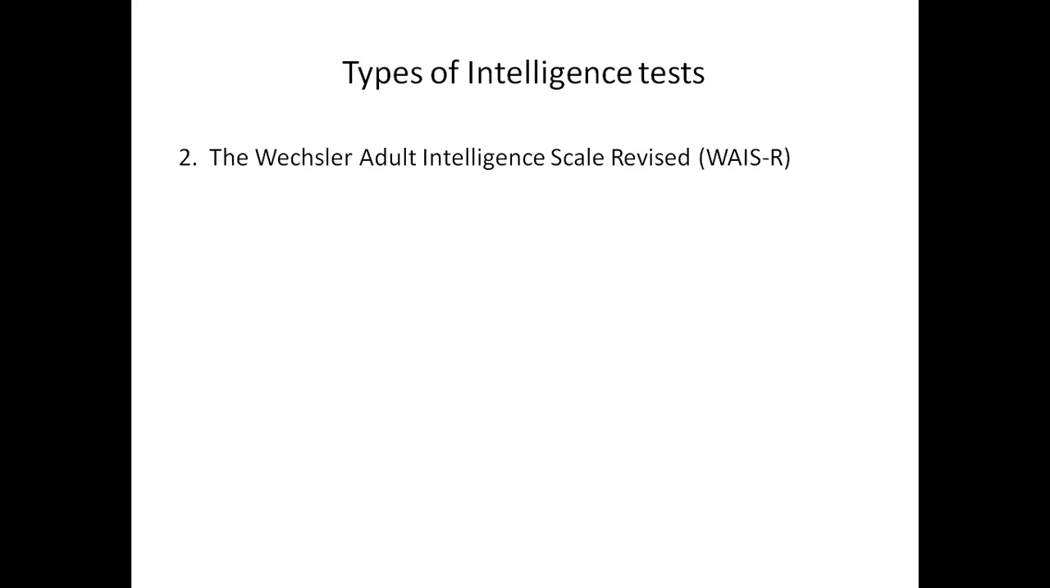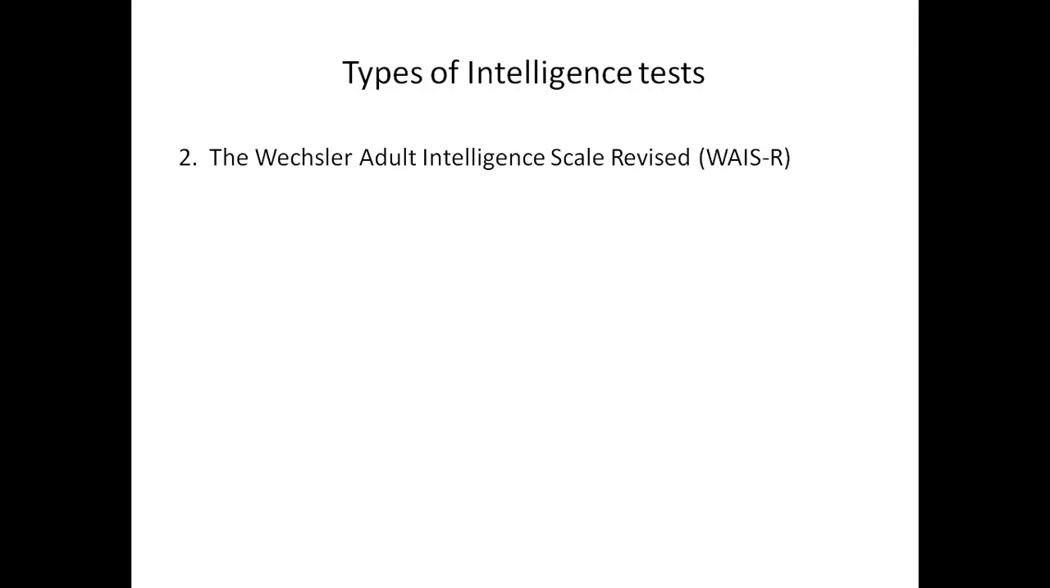The second type of intelligence test that is used in the selection of employees is the Wechsler Adult Intelligence Scale Revised. In short, it is called WAIS-R. It is an individually administered test used for jobs. That means at a time it can be administered on only one person. This test is useful for senior management personnel and has to be administered by a well-trained clinical psychologist.